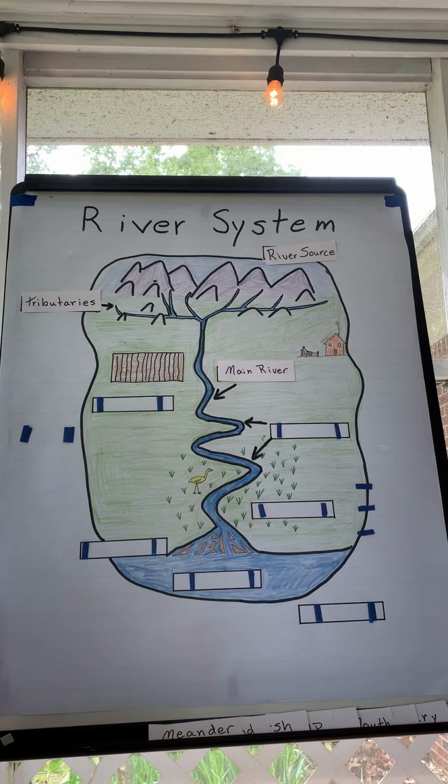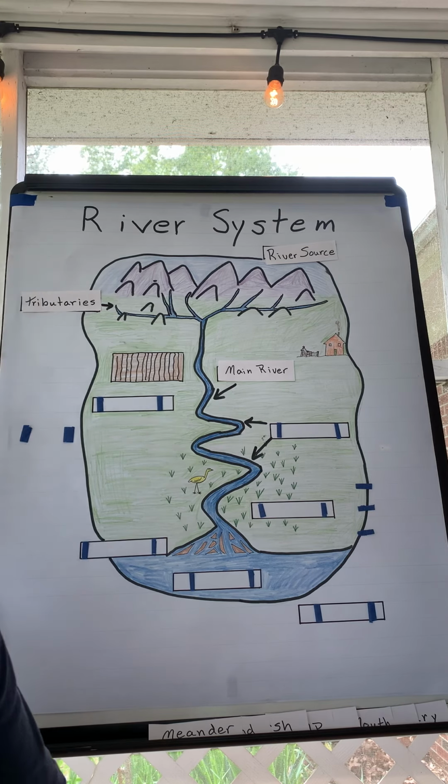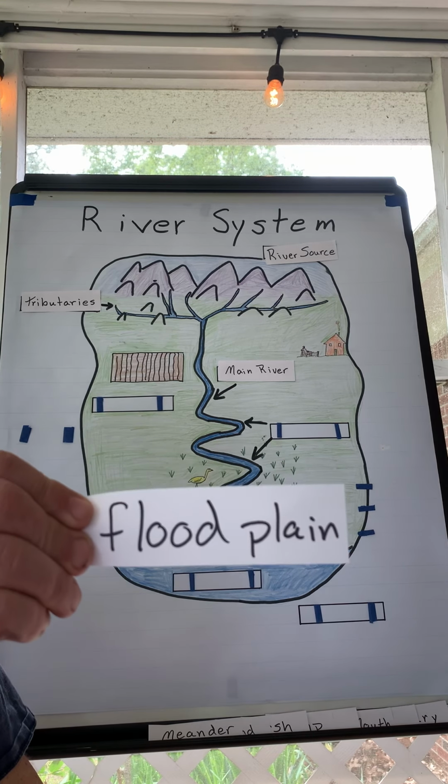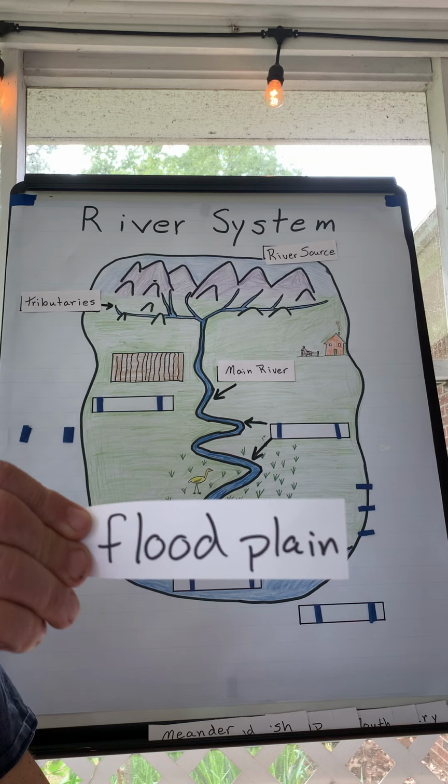Now, on either side of a river, you're going to have some areas of flat land. Now, these areas will flood on a regular basis. When we get too much rain or there's lots of snow melt, the water will overflow its banks and it's going to flood. And those flat areas are referred to as a floodplain.